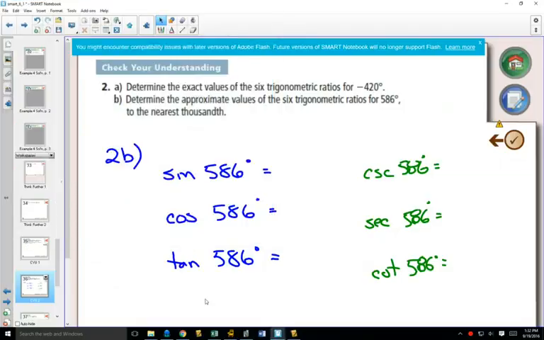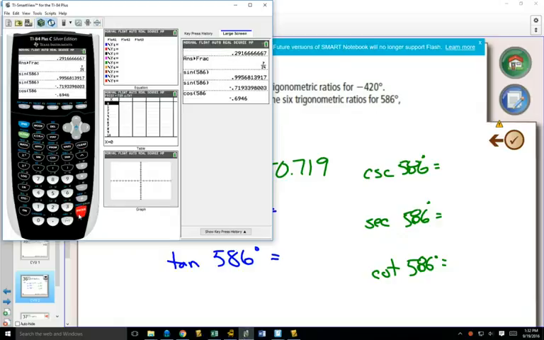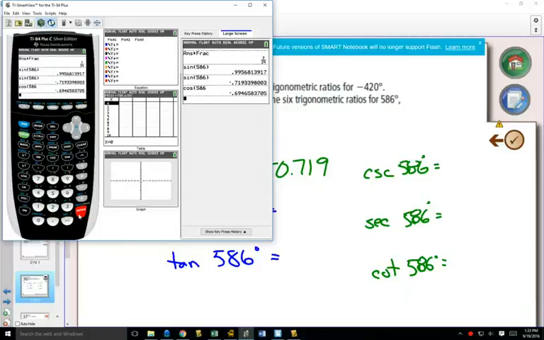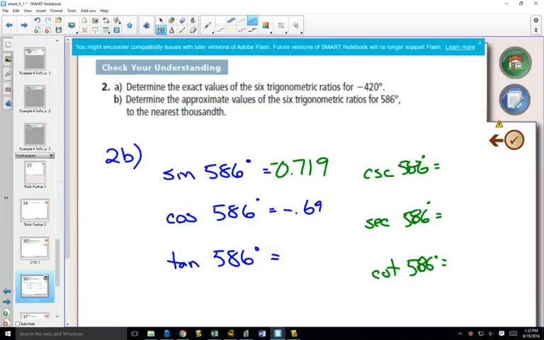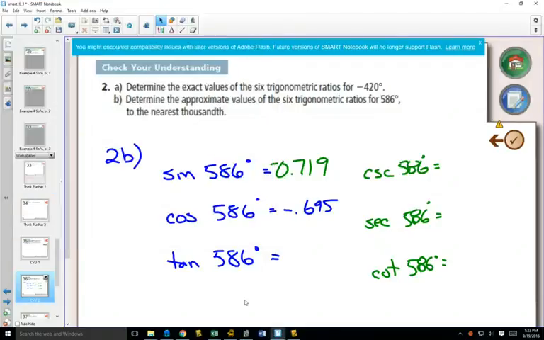How many decimal places did it ask for? Nearest thousandth? Negative 0.719. Now that we're in degrees, we should be able to get cos of 586, negative 0.695, and tan of 586 degrees, 1.036.